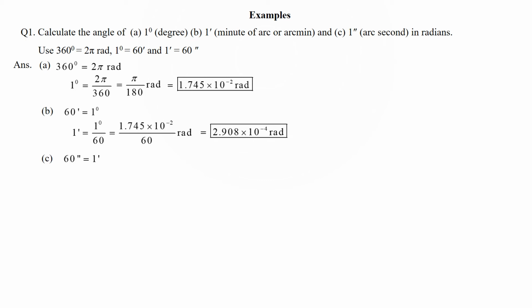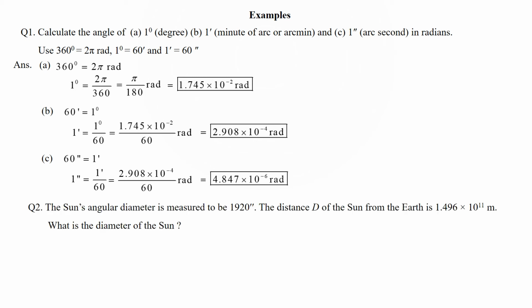Third one, we know 60 arc second is equal to 1 arc minute. So 1 arc second is equal to 1 by 60 of arc minute, which is 2.908 into 10 to the power of minus 4 divided by 60 in radians, which is 4.847 into 10 to the power of minus 6 radians.